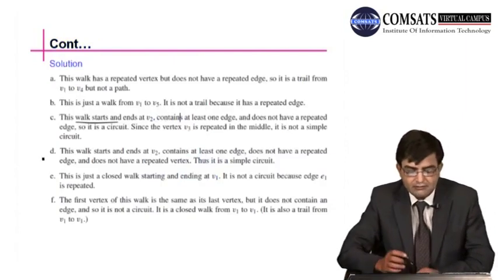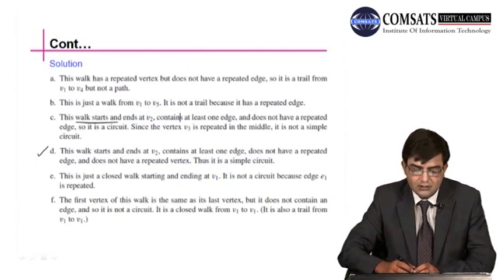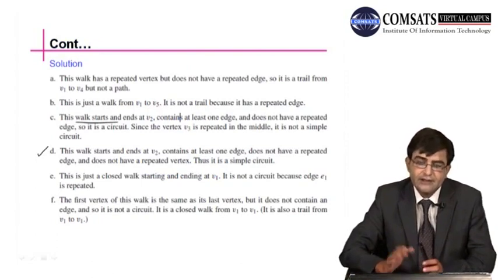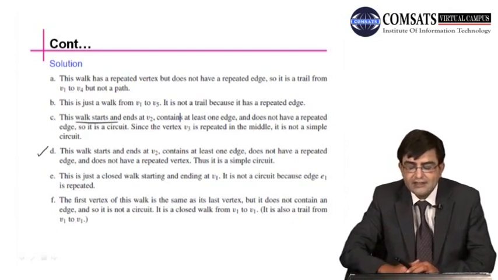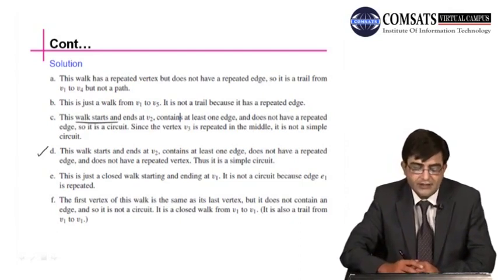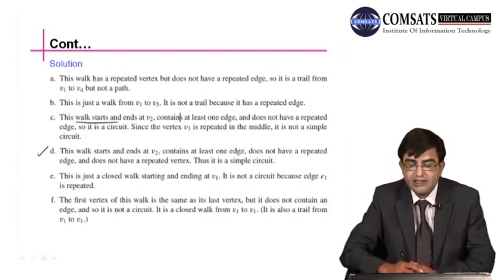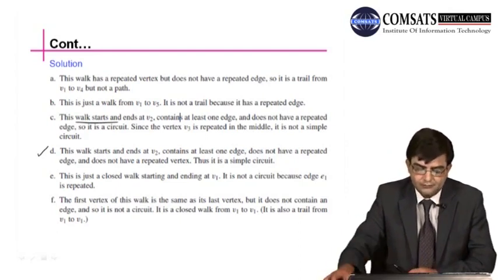In this part, this walk starts from V2 and ends at V2, starting and ending point is same, contains at least one edge, doesn't have any repeated edge, doesn't have any repeated vertex, so this is a simple circuit.